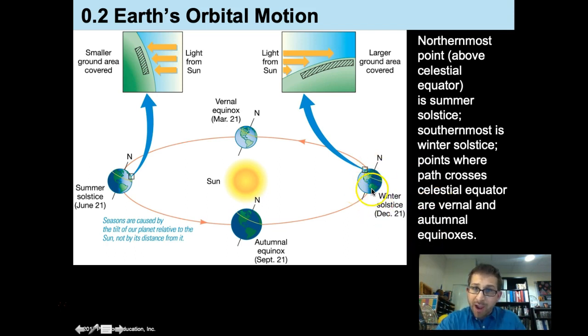And as we go around, the equinoxes are when an equal amount of light is shining on both hemispheres, both north and south. And when we get to our summertime, you'll notice the Earth's northern pole is tilted now toward the sun, causing us to have more sunlight.